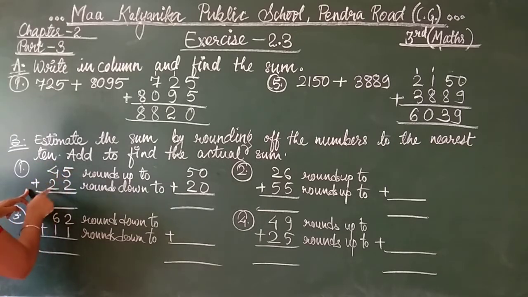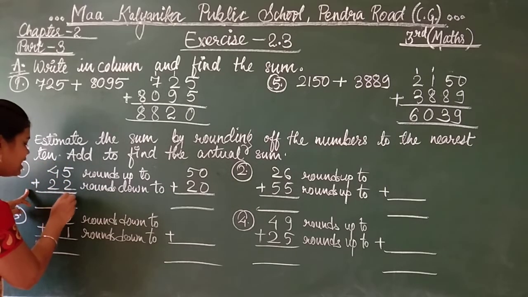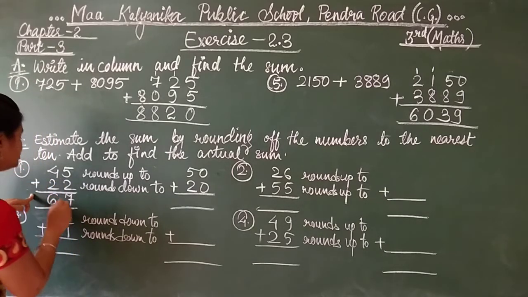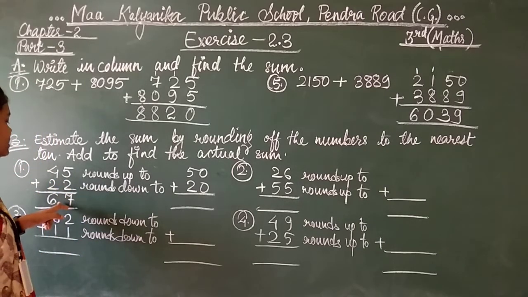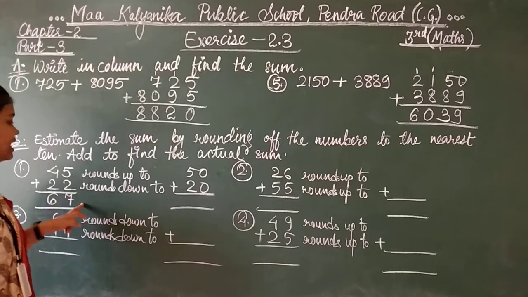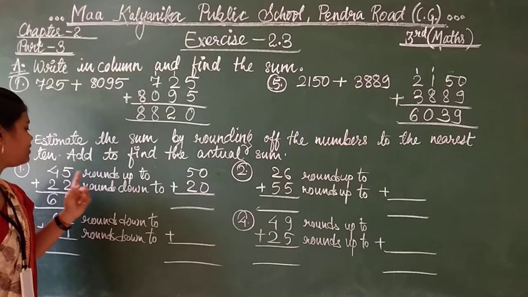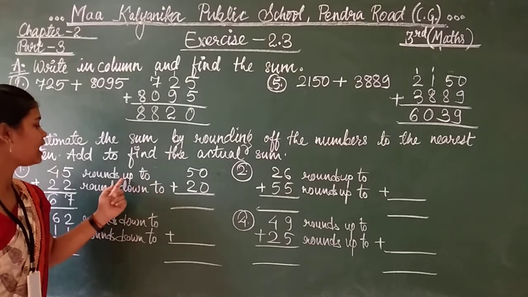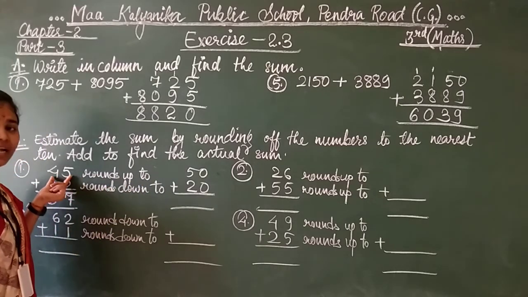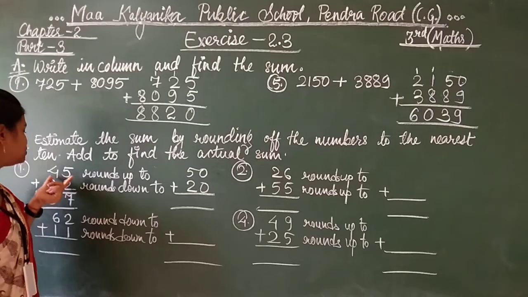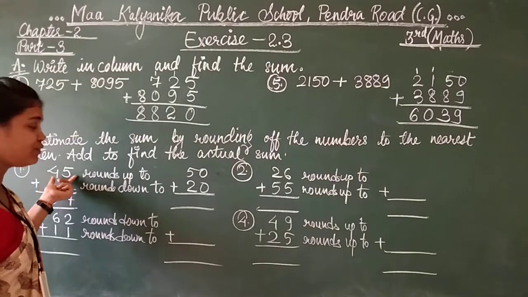So 45 plus 22, 5 plus 2 is 7, 4 plus 2 is 6. So students, 45 plus 22, actual sum is 67. Now here what is written? See carefully. 45 rounds up to. Up to means of course nearest 10 here we have to convert. 5 is there in the ones place. So it will come in the range of 40 to 50.